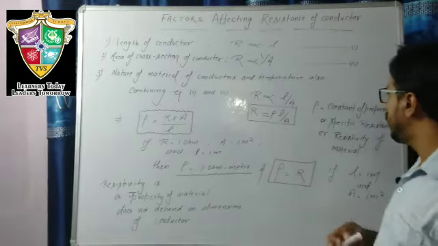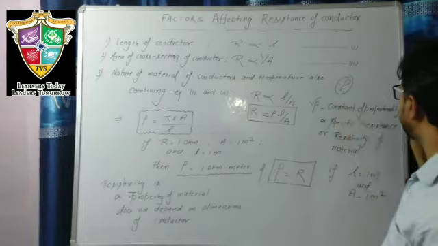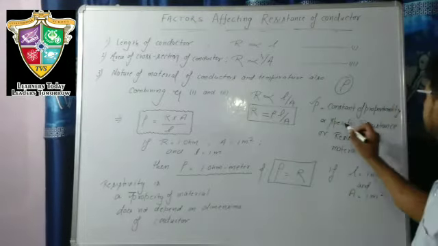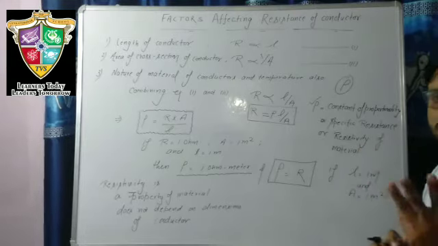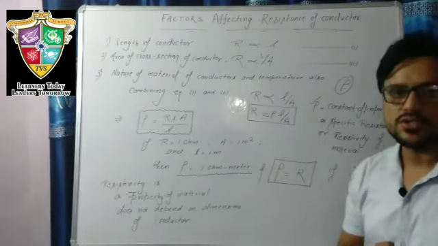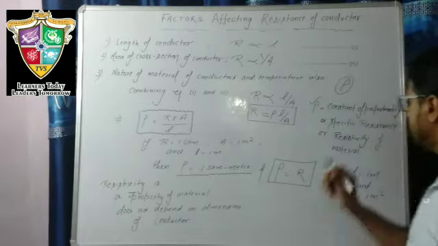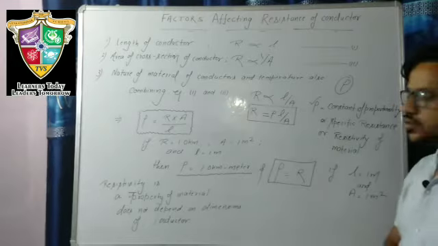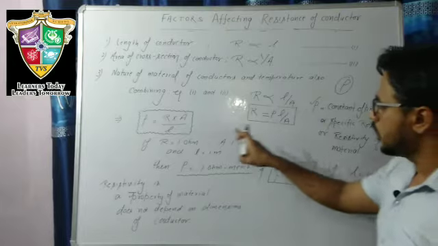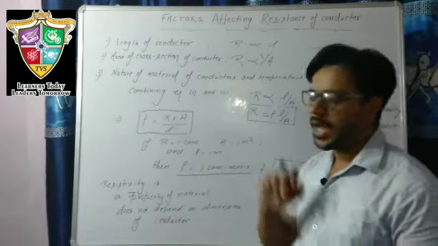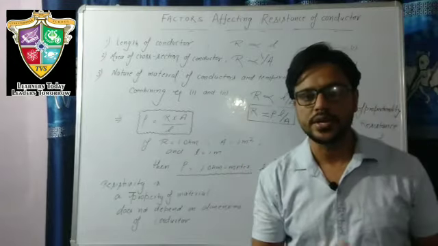This constant rho is known as the constant of proportionality, or you can say specific resistance or resistivity. There are three names for this symbol: constant of proportionality, specific resistance, or resistivity of the material. So if we calculate the formula for this rho, then it will be R into A upon L. So this is the specific resistance of a material.